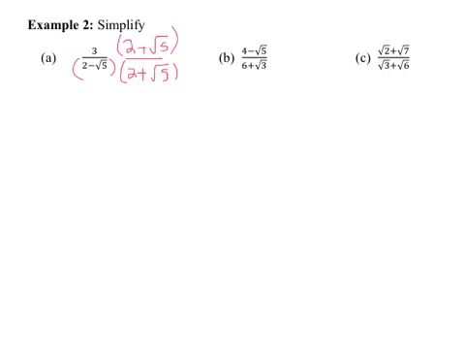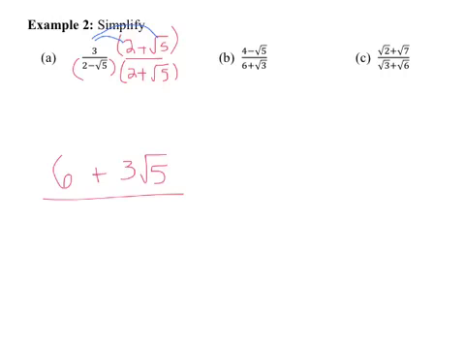Two sections. Distribute the numerator. Take the 3, distribute it please to both. We're going to get 6 plus 3 root 5. Again, distribute the numerator. Don't forget that, because the next one you're going to see that you clearly must do that.